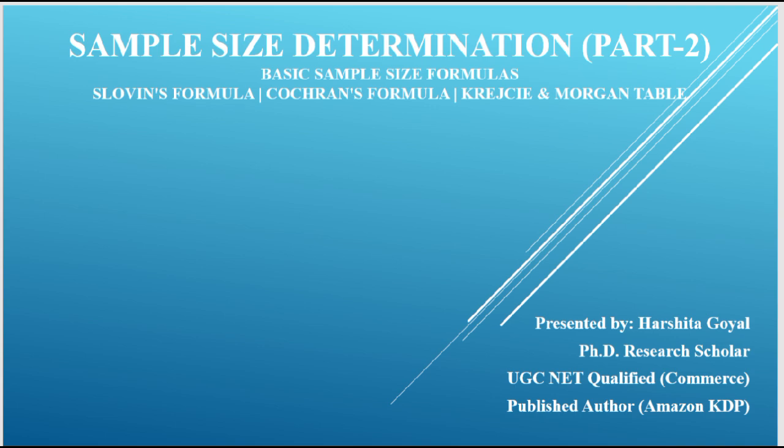We will learn three commonly encountered approaches: Slovin's formula, Cochran formula, and the Krejcie and Morgan table. Most importantly, we will not simply memorize formula, we will understand what each formula means, when it should be used, how to calculate sample size step by step, and which method is more appropriate for a particular research study. So, without further delay, let's get started.